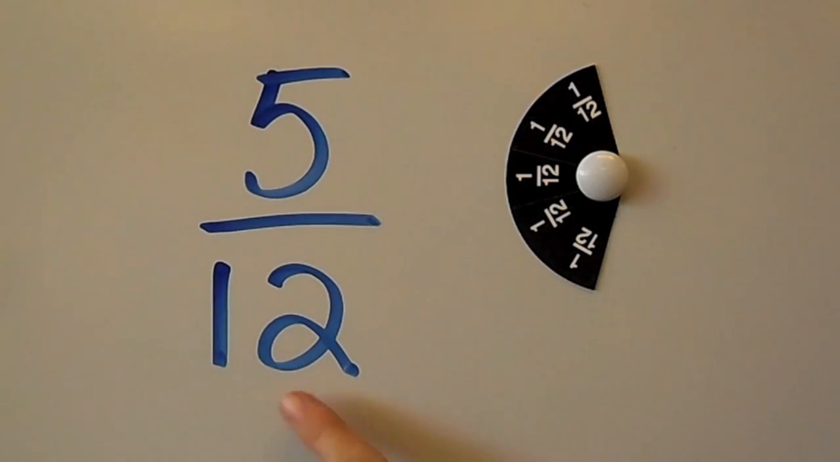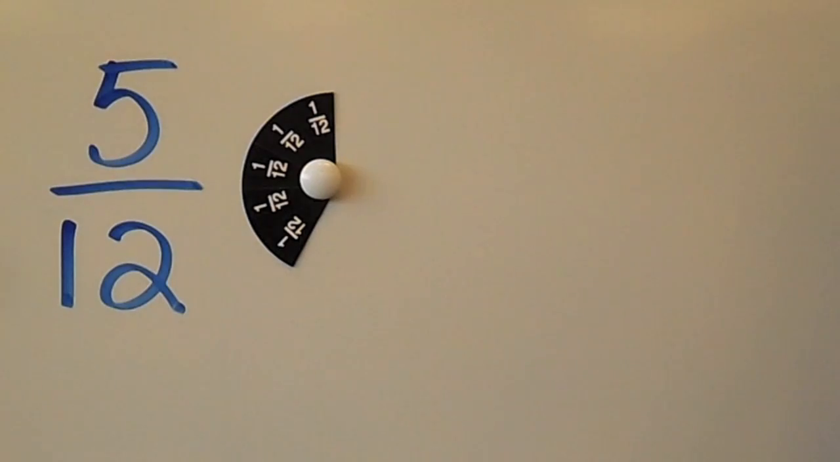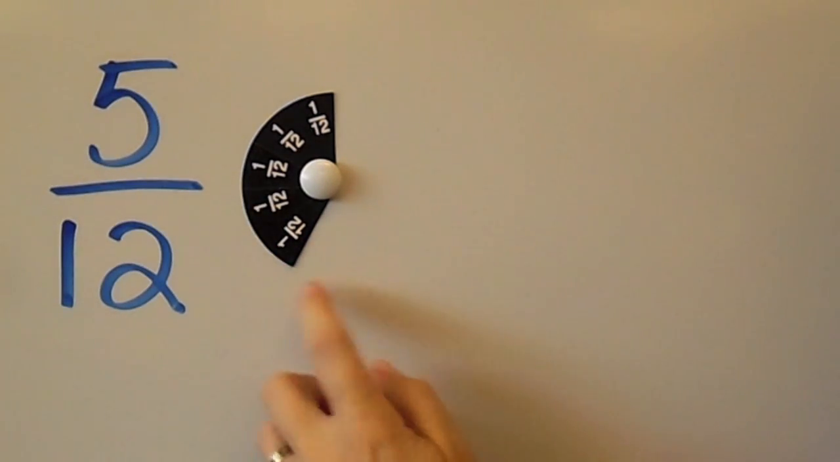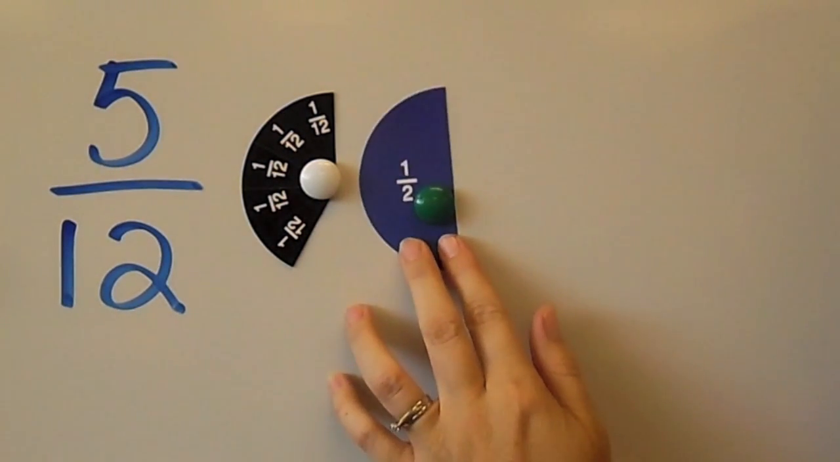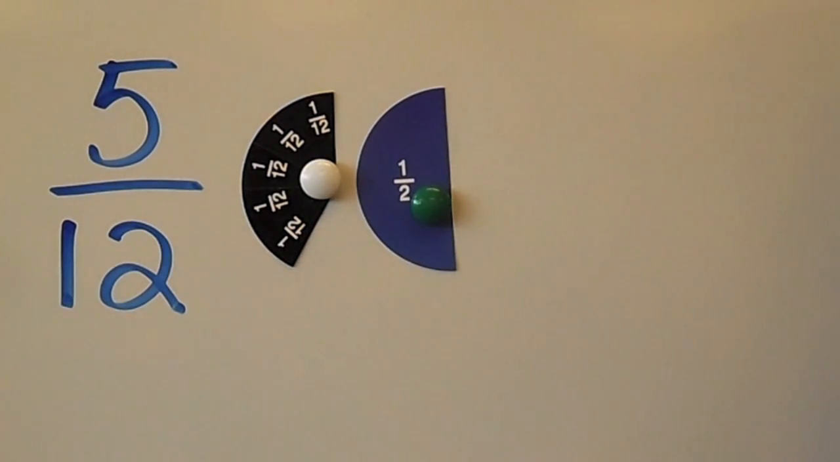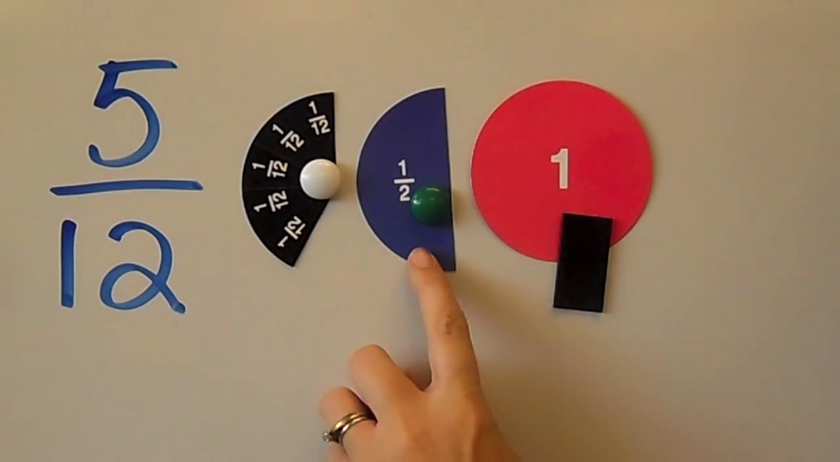So here we have 5/12, and we also have it represented visually so you can see that it is 1, 2, 3, 4, 5/12. I'm going to compare that to my benchmark numbers, 0, 1/2, and 1. Now I can tell that there's not 0 of something here because I see 5/12. Now I'm going to look at my next benchmark number, which is 1/2. And then I'm going to look at my next benchmark number, which is 1. I think that 5/12 is closer to 1/2.